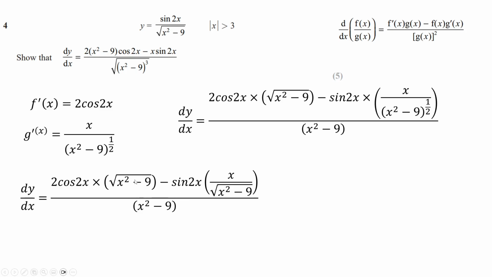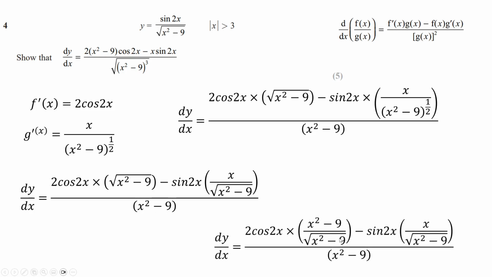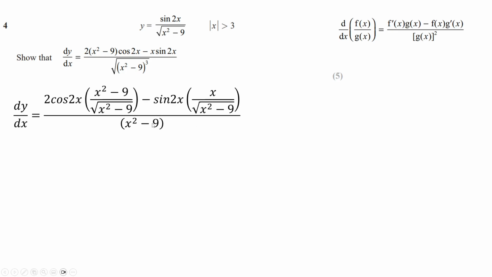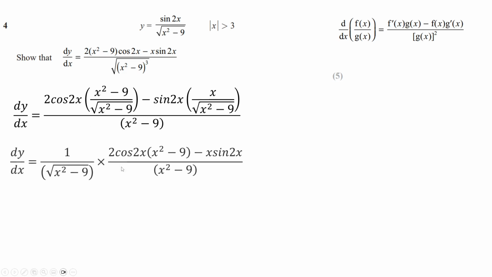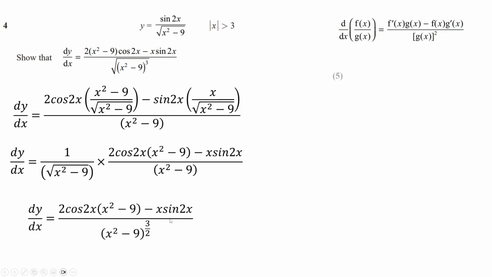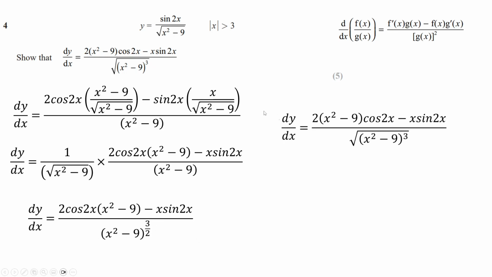What I'm going to do is multiply this one by x squared minus 9 over x squared minus 9 to get that. And then just go to this next page. Then I'm going to factorize 1 over root x squared minus 9 from this top here to get this. And then what else can we say? If we multiply these two out, this is all to the power of a half plus the power of 1. So this is to the power of 3 over 2. The top is fine, actually. We don't even need to change it. This is obviously the square root of this cubed. And that's it.